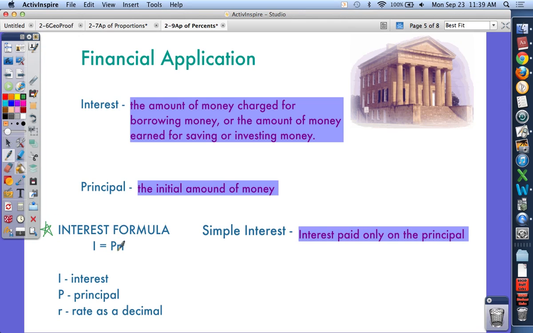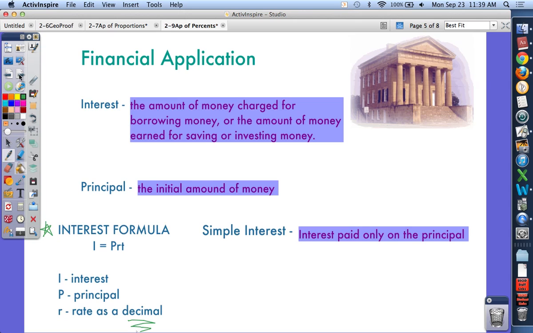Interest is equal to PRT. And here's what each of those letters mean. I is your interest, P is the principal, what are you starting with? And R is the rate. Keep in mind, it needs to be as a decimal. Very important that you don't just plug in the percent they give you. So finish copying that. If you need more time, pause, and then we'll move on to example 4.